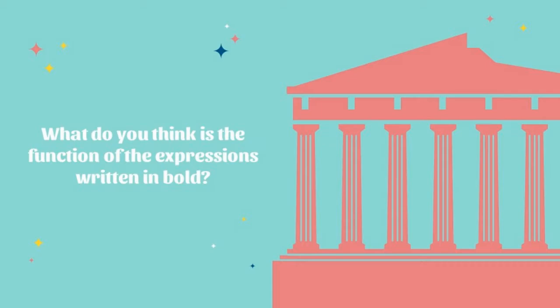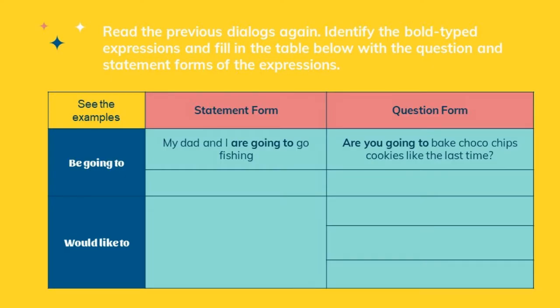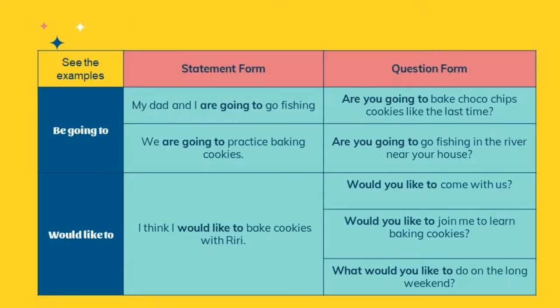To help you differentiate the forms, let us do an activity on this table. Draw this table on your paper. Once you have finished, read the previous dialogues again. Identify the bold type expressions and fill in the table below with the question and statement forms of the expressions. I will give you some time to do it. Have you finished? Now your table should look like this. In the first column, we have be going to and would like to. And we also have the category of statement form and question form.